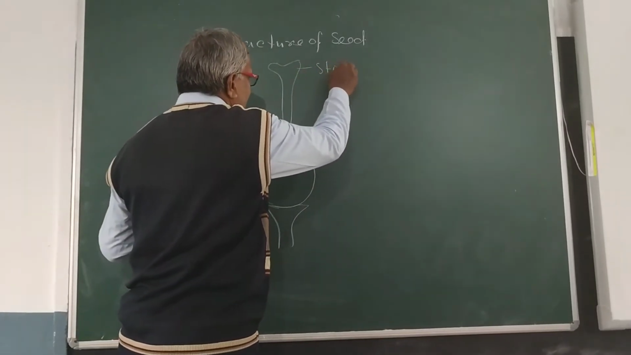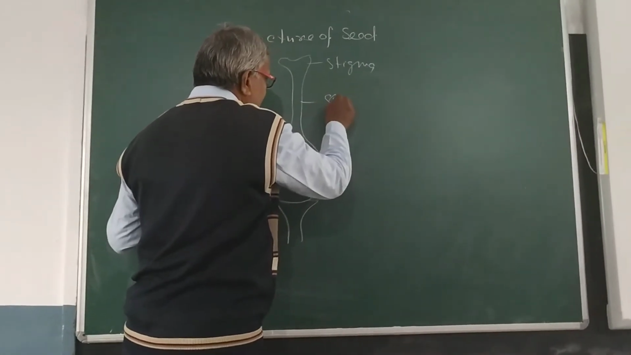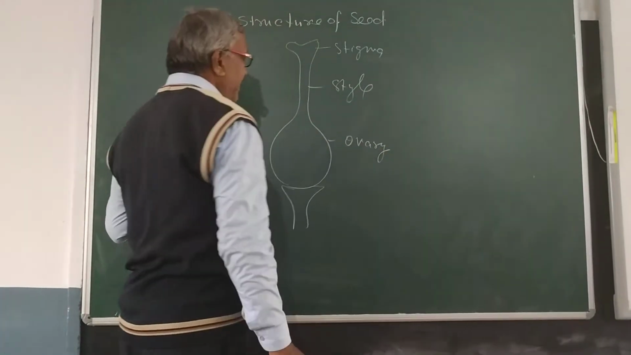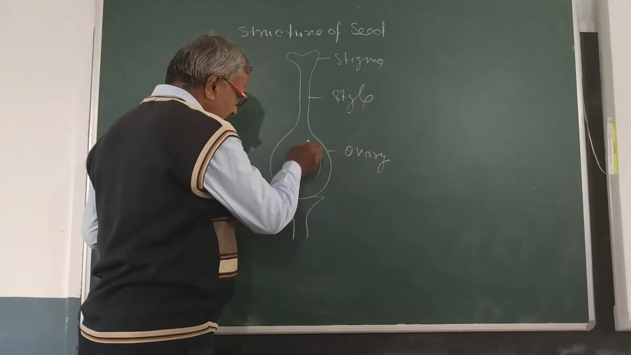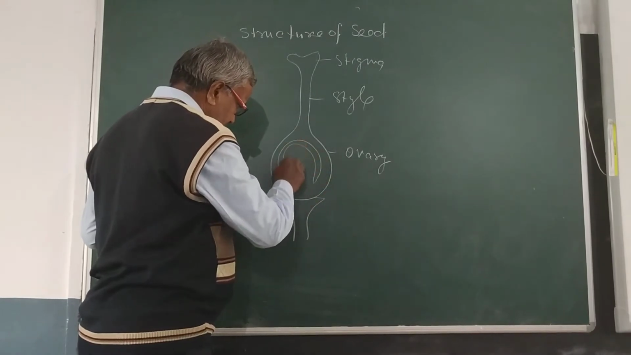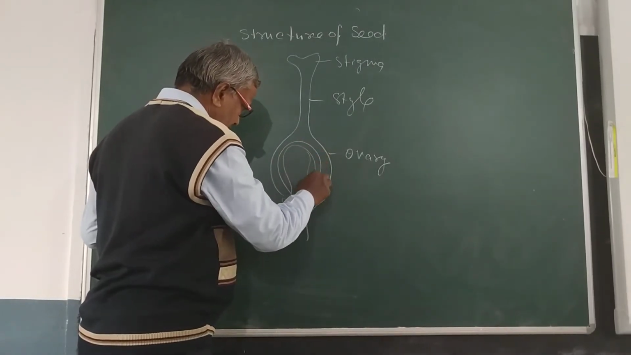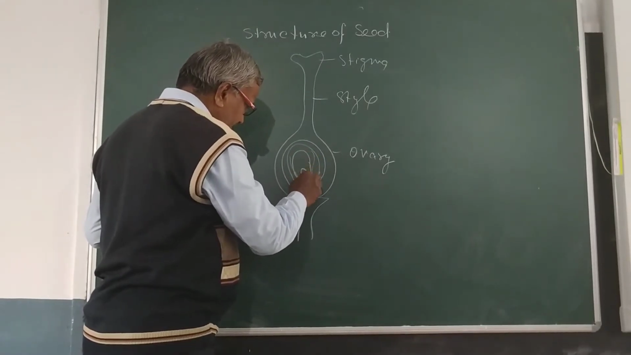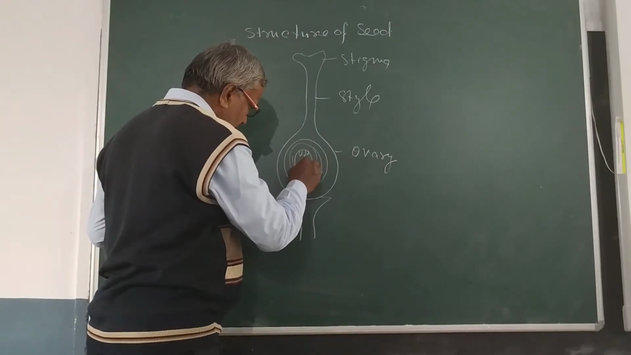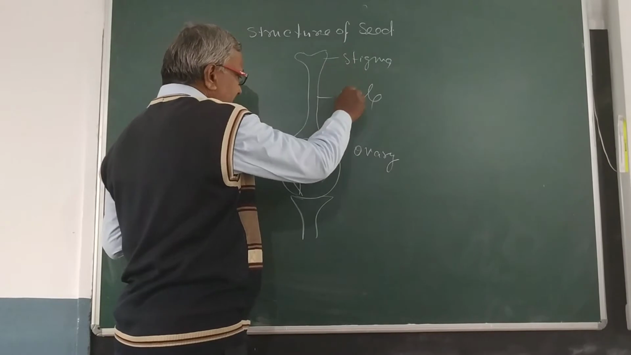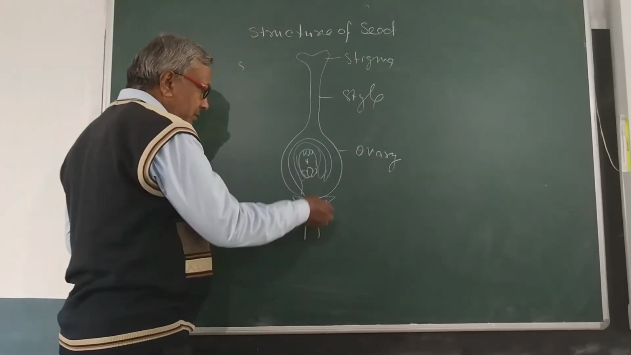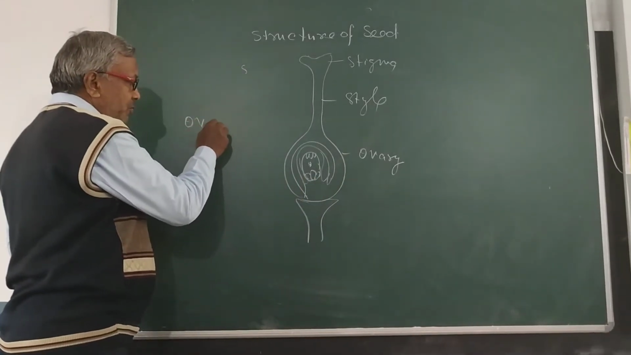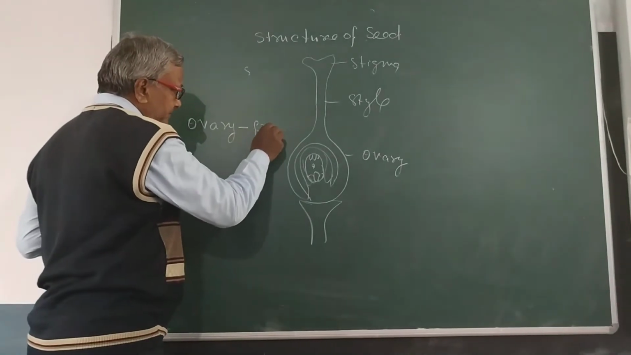this part is called stigma, style and ovary. In the ovary is ovule. So here ovule is present. After the fertilization, stigma and style dry and fall off. This ovary develops into fruit. Ovary is going to develop into fruit.